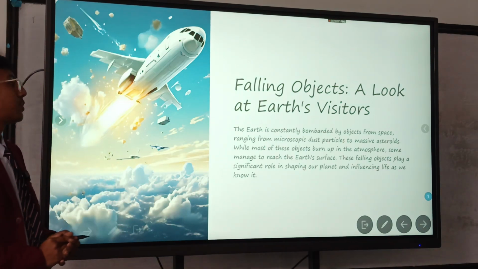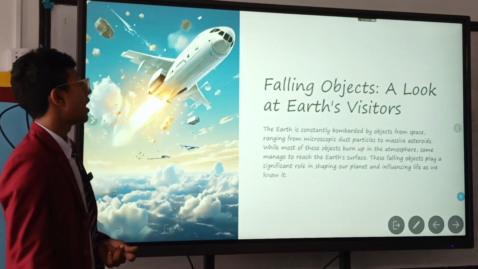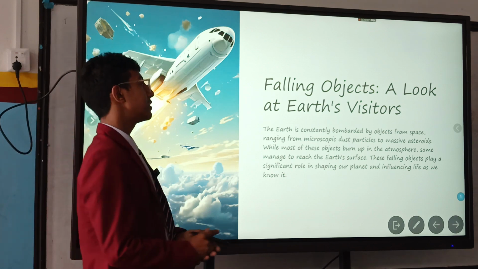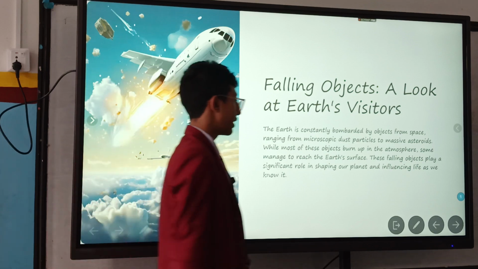Force and Motion chapter, which is made by Niranjan. So, falling objects. So I will say one, weightlessness. Weightlessness is the state where our body becomes weight zero. So I will take one example.